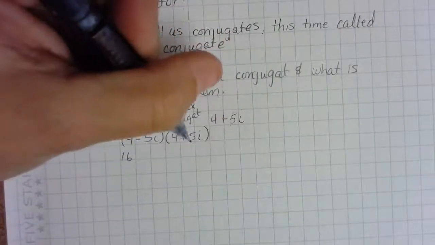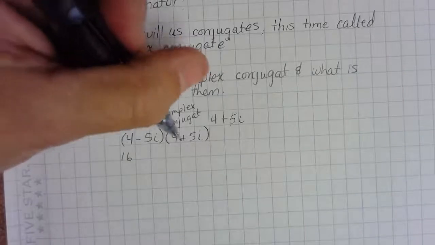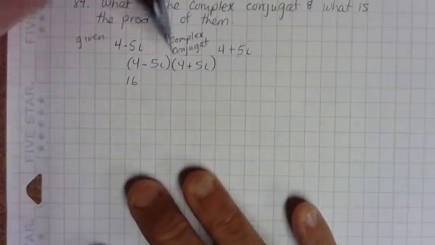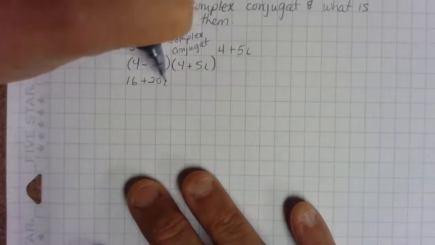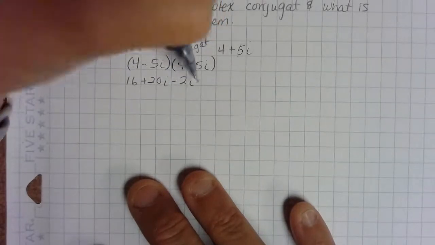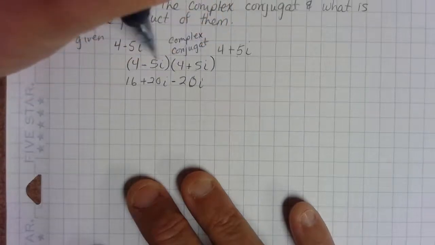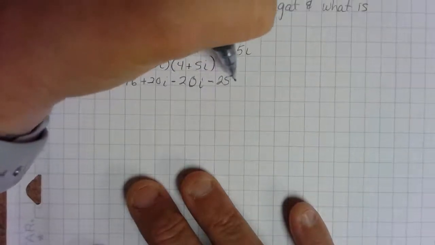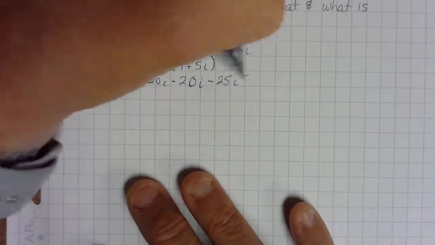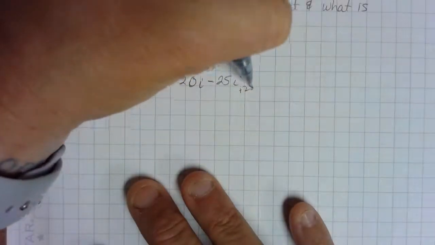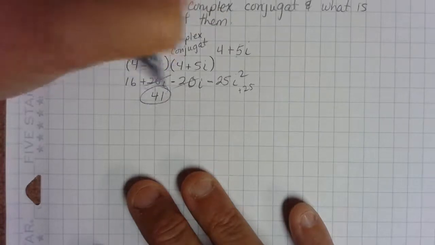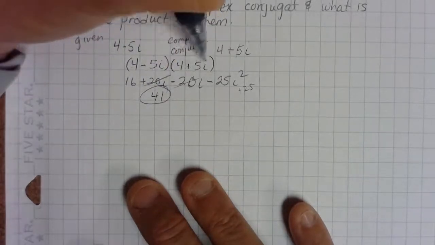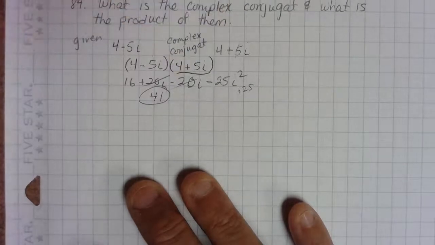We get 16, and then this i, because one's a plus and one's a minus, but the terms are just alike, they're going to cancel off. So we get plus 20i, and we get minus 20i. That's the joy of it all. And then we get minus 25i squared, which is going to become a plus 25. And so we ended up with 41. So two answers here. That's one answer, and then the other answer is 41.